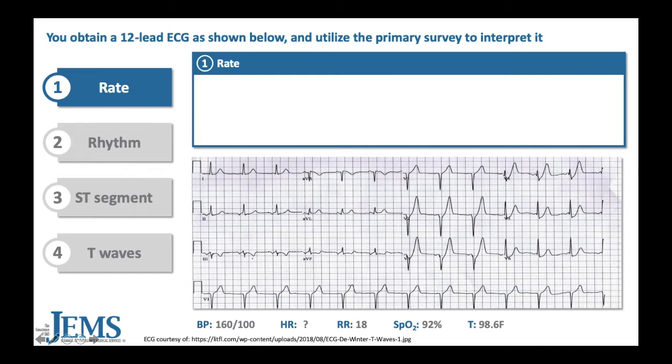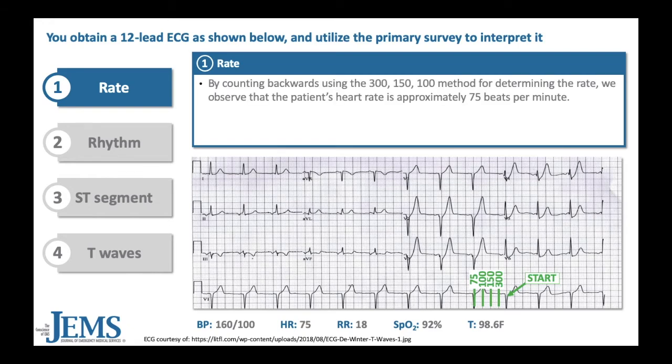First, the rate. We will pick an R wave that falls on a bold line of the graph paper and then count large boxes moving backwards. The more large boxes we count between R waves, the slower the corresponding heart rate will be. So starting here, we will count 1, 2, 3, 4. That's 4 large boxes between R waves, giving us a rate of approximately 75 beats per minute, which is within the normal range of 60 to 100.